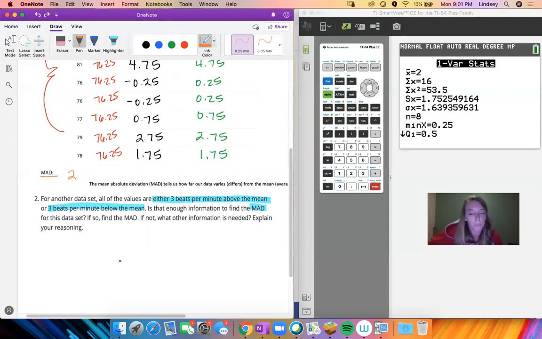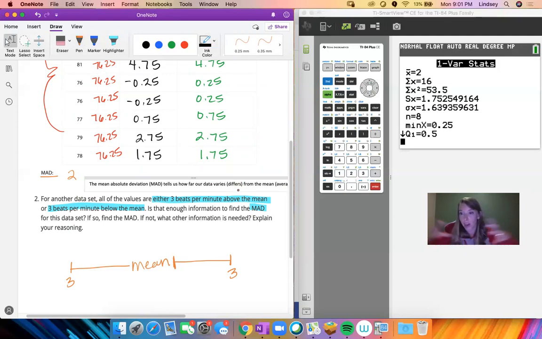Okay, so basically what it's telling you is you have a number line. You have the mean, okay? And then there's data showing you that some values differ as far as 3 above it and then 3 below it. Okay, so that is what the mean absolute deviation is. It tells you how far it is spread out from the mean. Okay, so is that enough information? Yes.